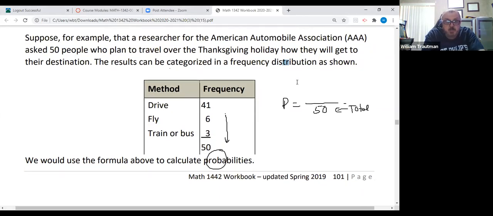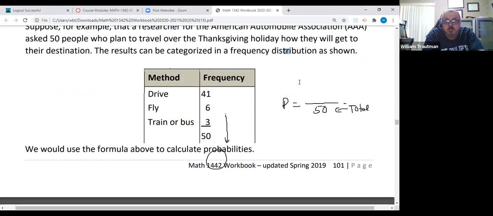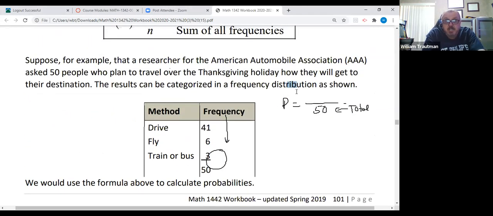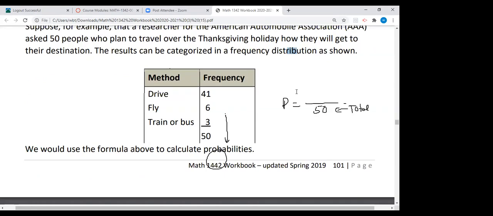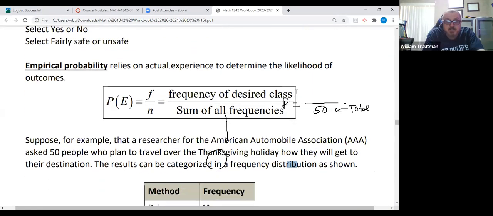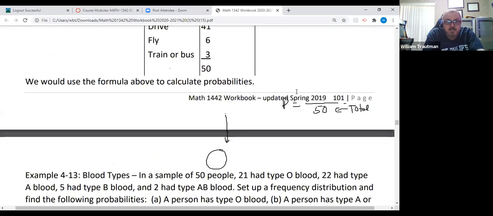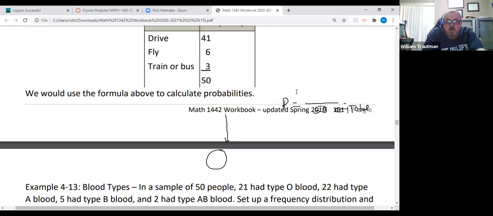Let's see what the questions are now. Is there any question? I think you passed them. Oh, okay. I don't know, maybe I'm wrong. No, this is blood types. This is different. Okay, so I'm going to make up a question.